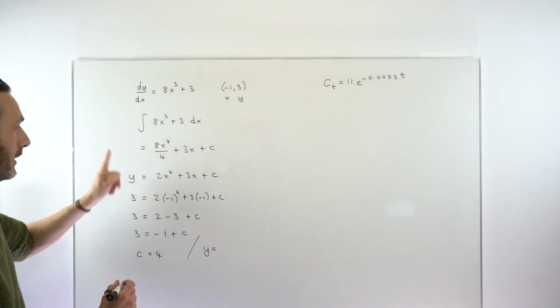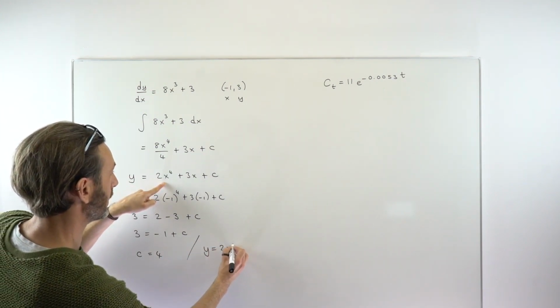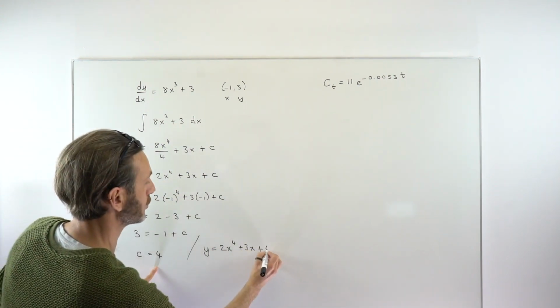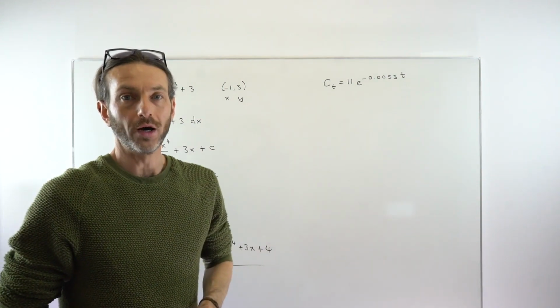So going back to this line here, in fact, we could use this most simplified form. That's probably the best option. So that's going to be 2x to the power of 4 plus 3x plus the c value, which is 4. So that's the solution for that one.